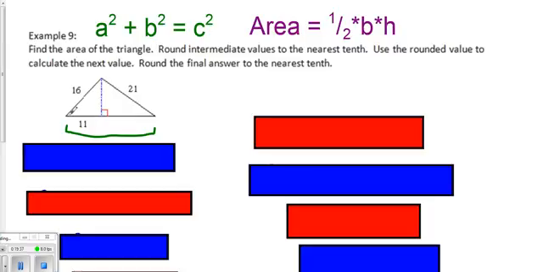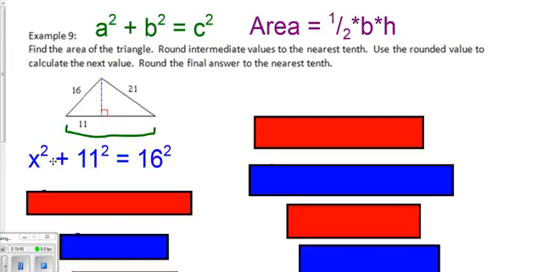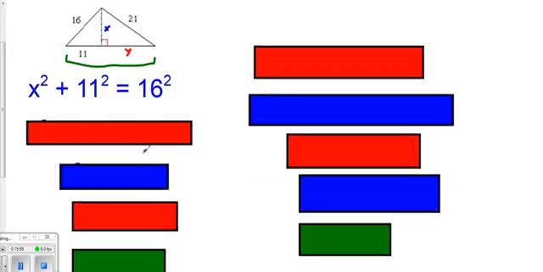So we can use the Pythagorean theorem with 16 and 11 to find this missing piece, the height. So as we plug it in, we'd get x squared plus 11 squared equals 16 squared. I'm going to call this height x. And then I would call this length over here y. There we go.